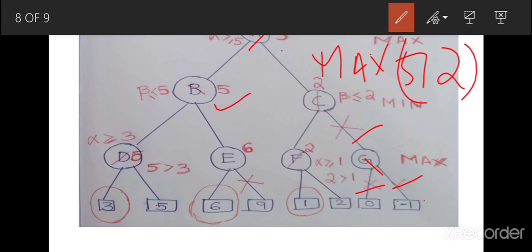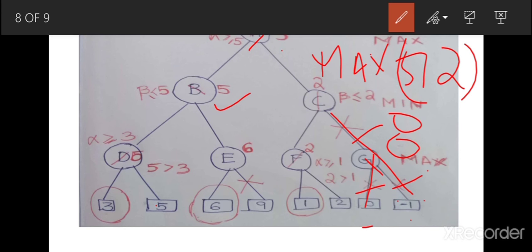Suppose we consider this node. What is the maximum of 0 comma minus 1? It is 0, so node G will be 0. Then the minimum of 2 and 0 is 0, so node C will be 0. Then the maximum of 5 comma 0 is 5 itself. It doesn't make any change for the root node, so we are not considering this path.